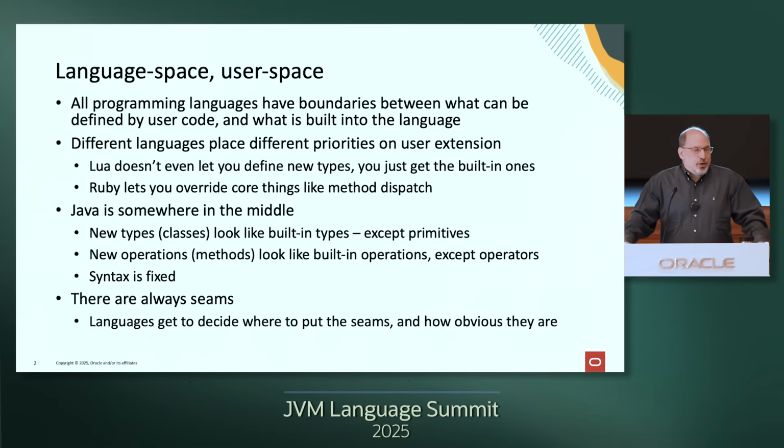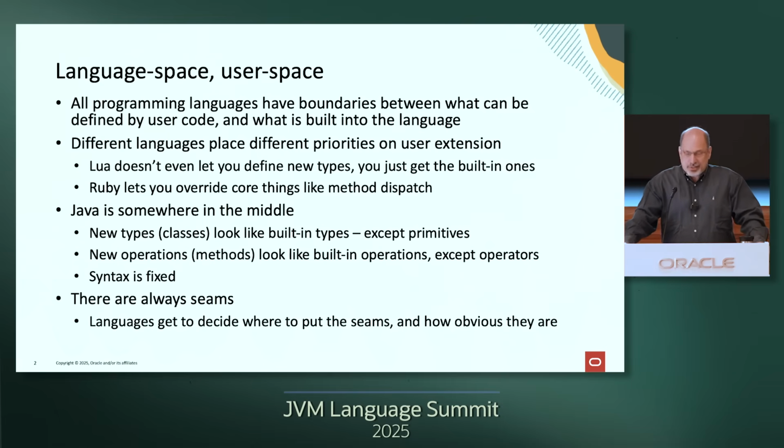So you can write new types in Java. We call them classes and interfaces. And they look a lot like the built-in types, like string and object, except for those pesky 8 types like int, float, double, which are built in and are magic. And similarly, you can write new operations. These are called methods, and they look a lot like the methods on built-in types, like string.length, except for those pesky operations that have special symbolic names like plus and times.